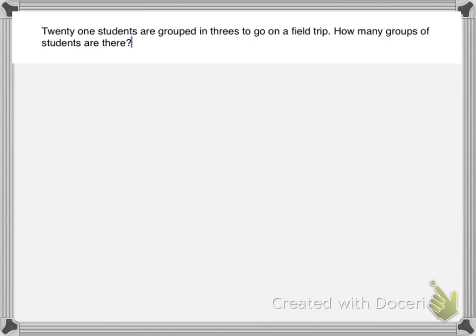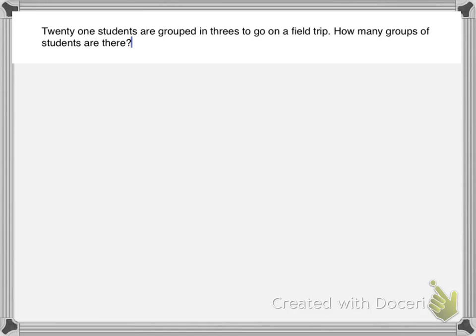Our new problem says 21 students are grouped in threes to go on a field trip. How many groups of students are there? If we are figuring out how many groups, it is like solving for an unknown in a multiplication problem. To solve for an unknown factor, we must divide. So, first, let's decide what letter we would use for our unknown. Let's use G because it stands for groups.